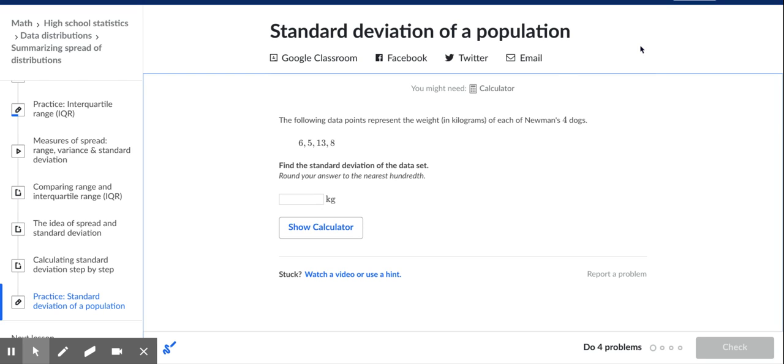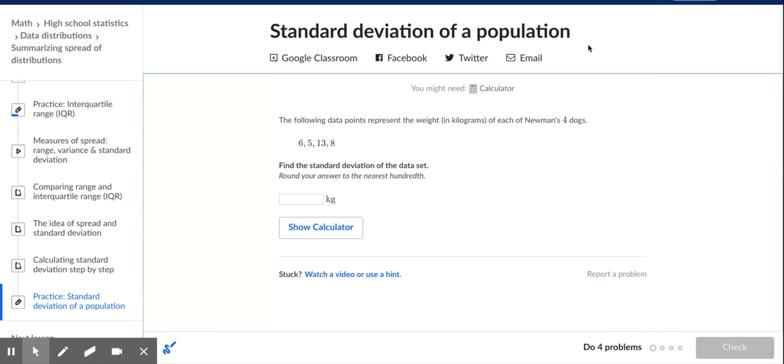Hello. In this video, we are talking about the standard deviation of a population. So first of all, a standard deviation describes the spread of the data. How spread out is the data? So obviously, the bigger the spread of the data, the bigger the standard deviation is going to be.